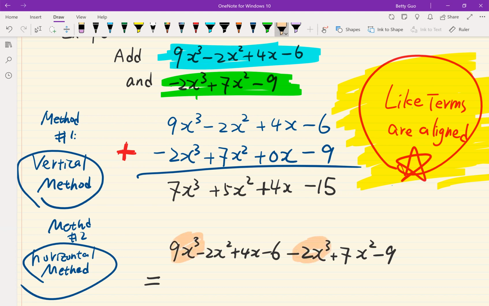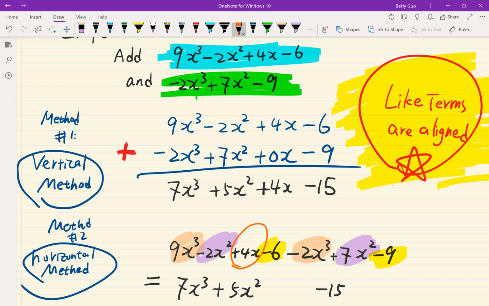But we have to simplify because you can see this and this, they are like terms, right? And this and this are like terms. This and this are like terms, right? Let's combine like terms. Orange, orange: 9, -2, 7x cubed, right? Purple, purple: -2 plus 7, 5x squared. Yellow, yellow: -15, right? We have one more term here. Be careful. There's no like term with it, but it's still there. Don't lose it. We bring down 4x.